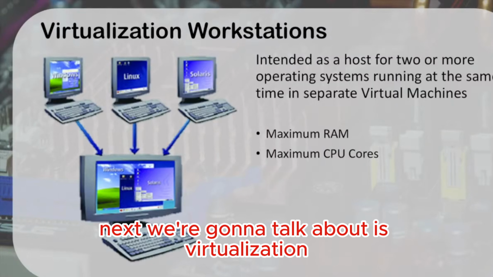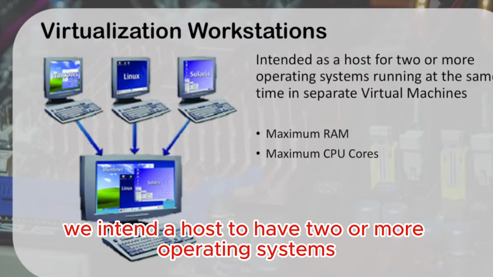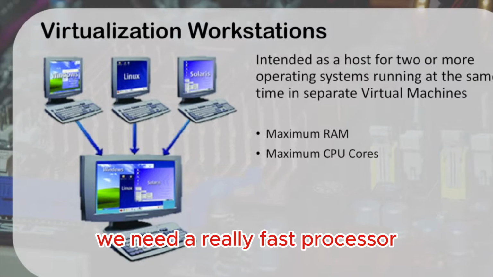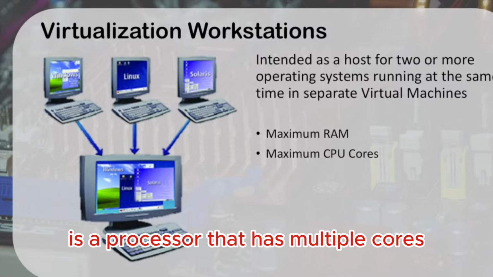Next one we're going to talk about is virtualization. And when we're doing virtualization, we intend a host to have 2 or more operating systems running simultaneously. So for this, we need a really fast processor. And even better than a fast processor is a processor that has multiple cores.